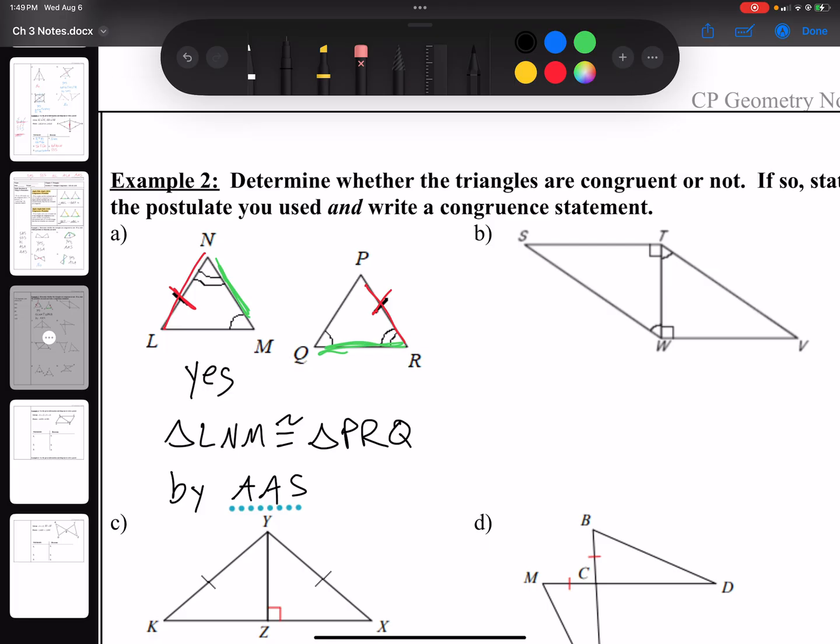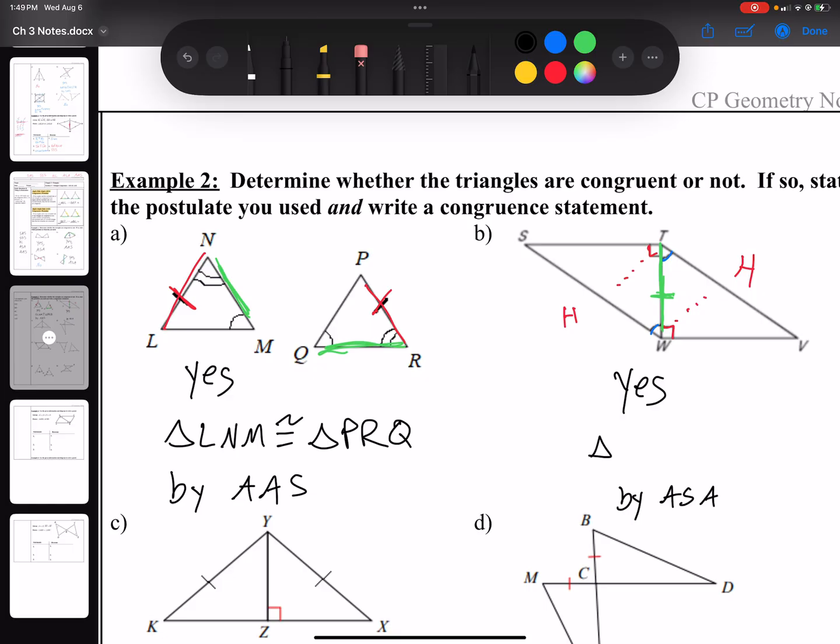B, again, these are right triangles. The side across is called the hypotenuse. Now, I don't know that the hypotenuse is equal, so I can't use hypotenuse leg here. So once again, just because it's a right triangle, it doesn't mean you have to use hypotenuse leg. However, they have 2 pairs of equal angles, and look at the side that connects them. They share that. That side has to equal itself. So those triangles are going to be congruent by angle, side, angle.